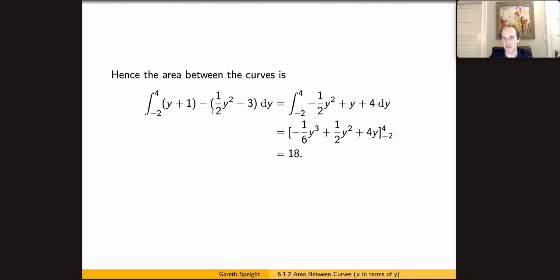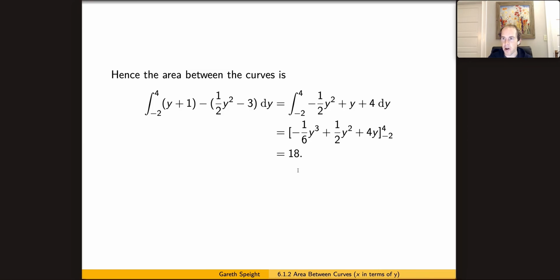So we're going to get -1/2 y² plus 3 plus 1 gives us a plus 4, and then we have the y. Now we integrate with respect to y, so that's just like integrating with respect to x. It's the same rules as long as we're integrating a function of y with respect to y. So we find our antiderivative, we plug in the endpoints, and we subtract them. In the end, we will get 18 for our answer.